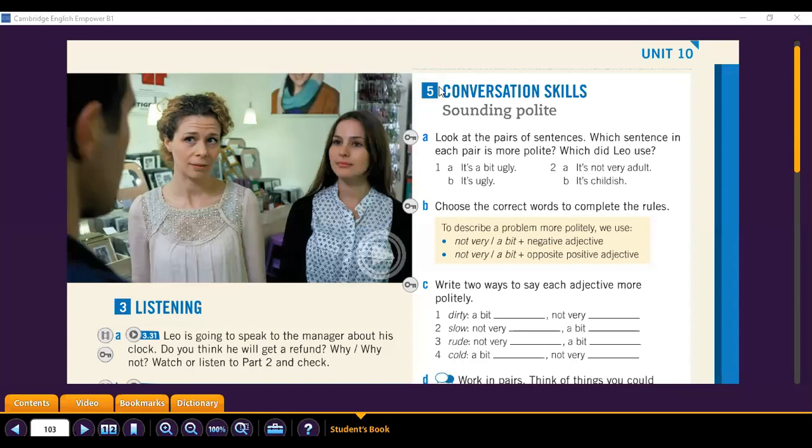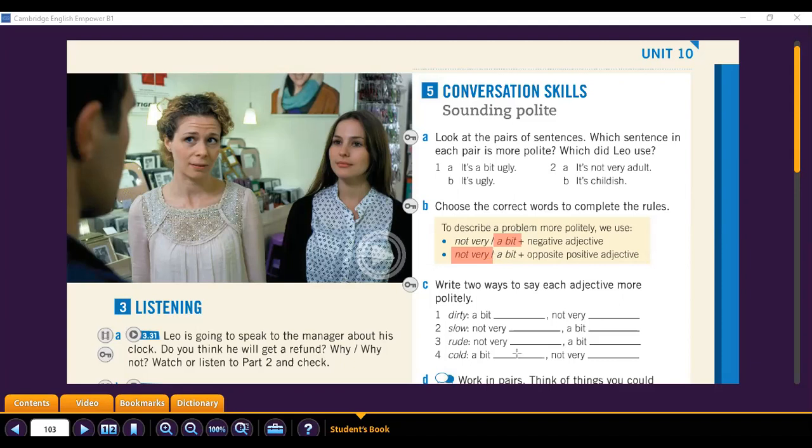Aquí tenemos la regla. So with a negative adjective, what did we use? Not very or a bit? A bit. A bit, very good. And not very, obviously, with the opposite positive adjective. So just to keep on completing this, we're going to make 4 small exercises right here. Can you help me with this one?